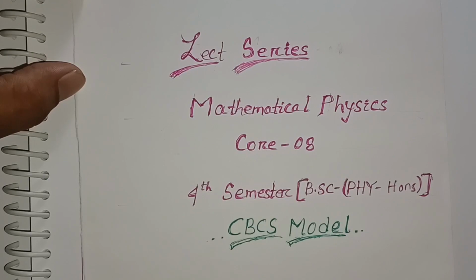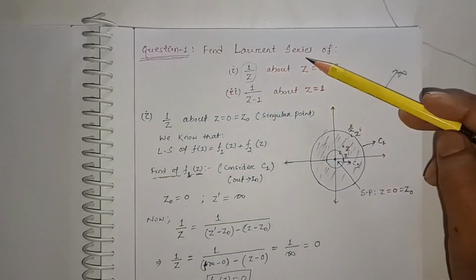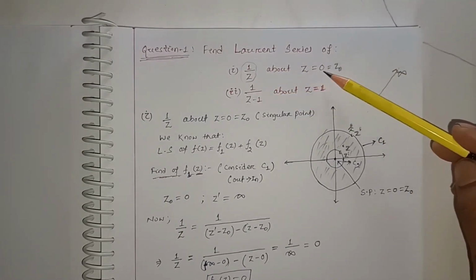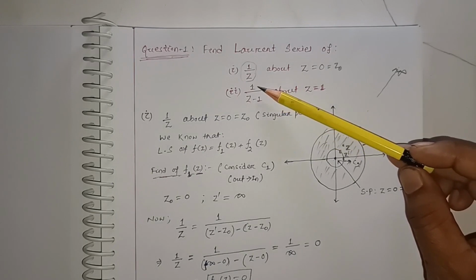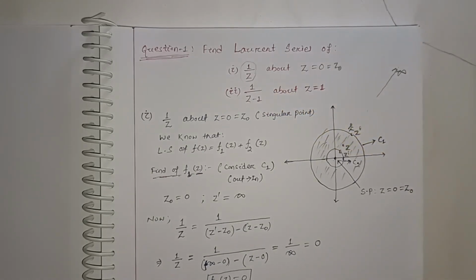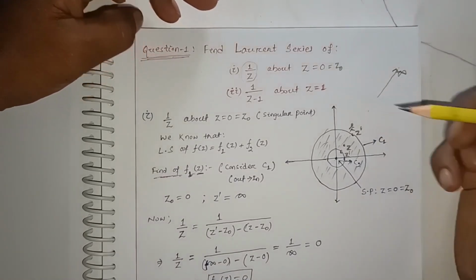In our last class we discussed these questions: finding the Laurent series of 1 by z about z equal to 0, and finding the Laurent series of 1 by z minus 1 about z equal to 1. Step by step we discussed these two numericals.